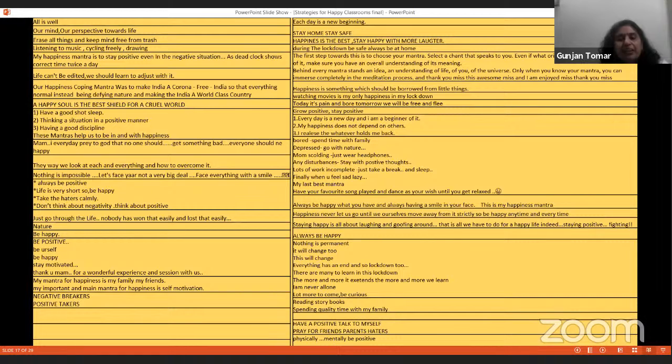There were many other mantras that the students had come up with. They said, "a happy soul is the best shield for a cruel world." This is also an opportunity to get into the minds of your students, to understand what they are going through, to be able to address it appropriately in a classroom.